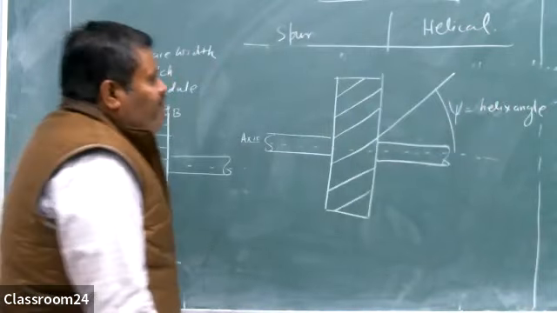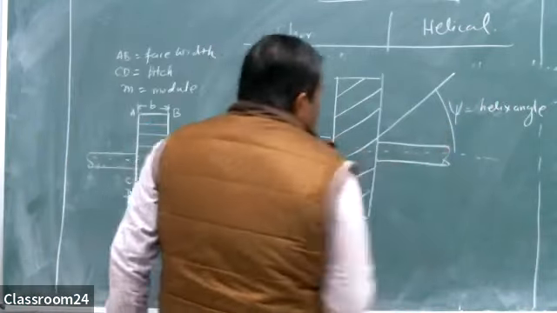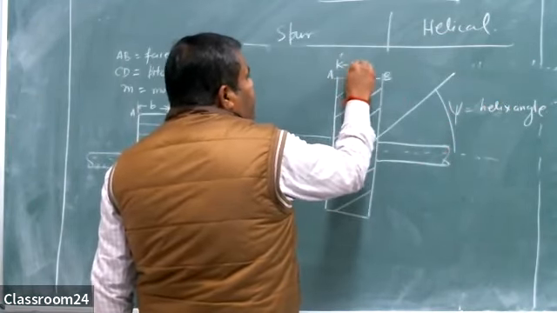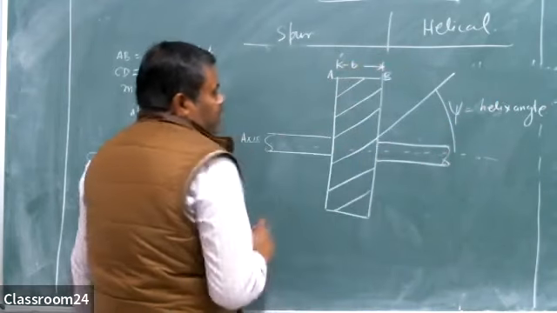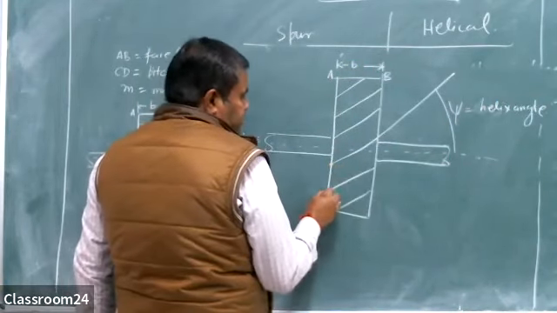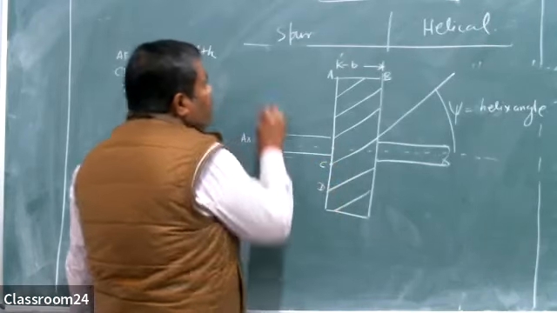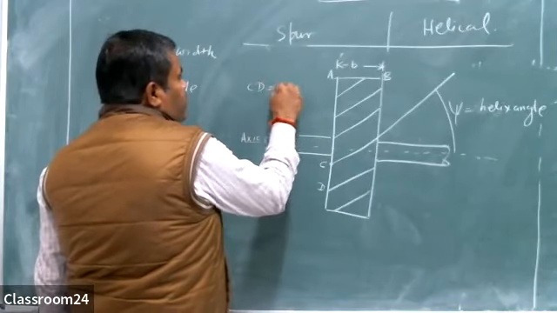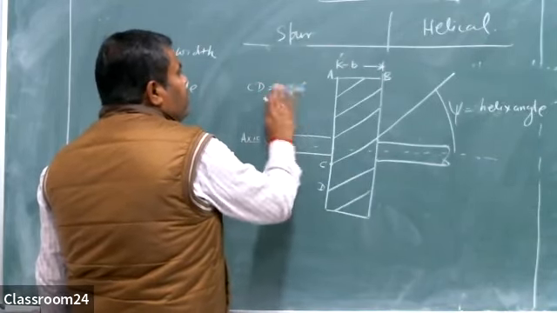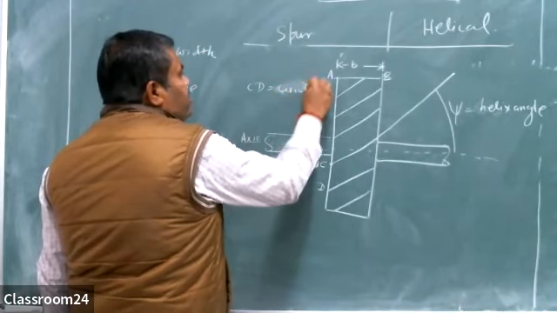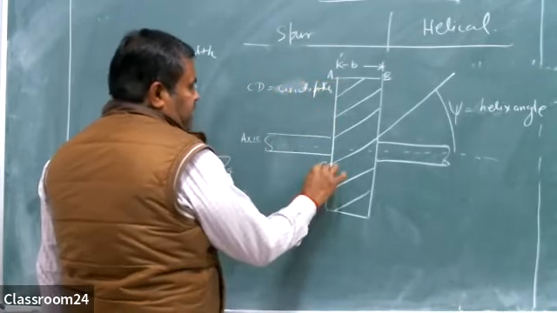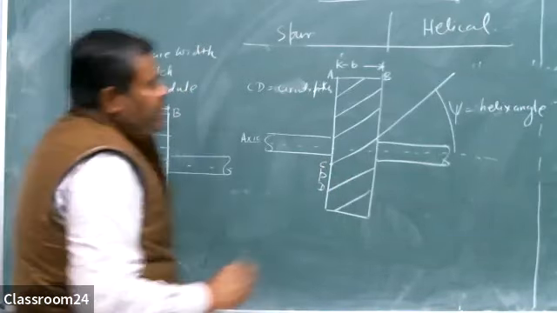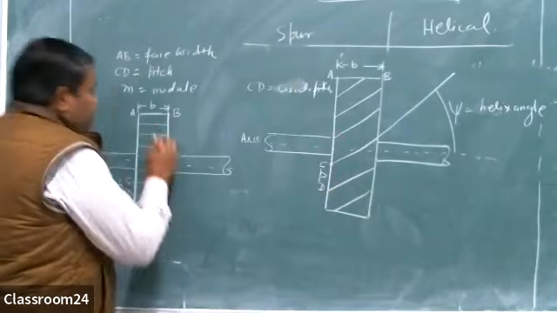Okay, so this is the angle. Now what is this AB? This is the face width. And what is this CD? Anyone? AB is the face width, and CD is again the circular pitch, or you can say only the pitch, right? CD is basically p. Here also CD is p, and the face width is b.